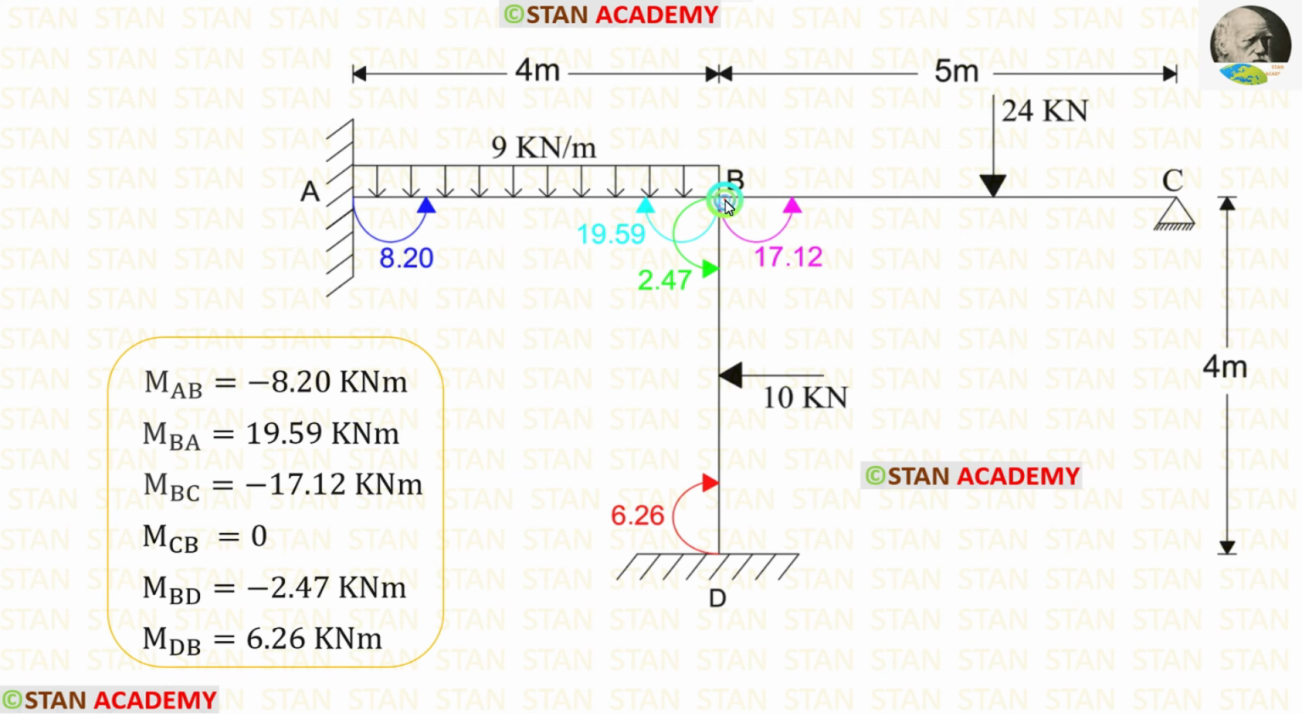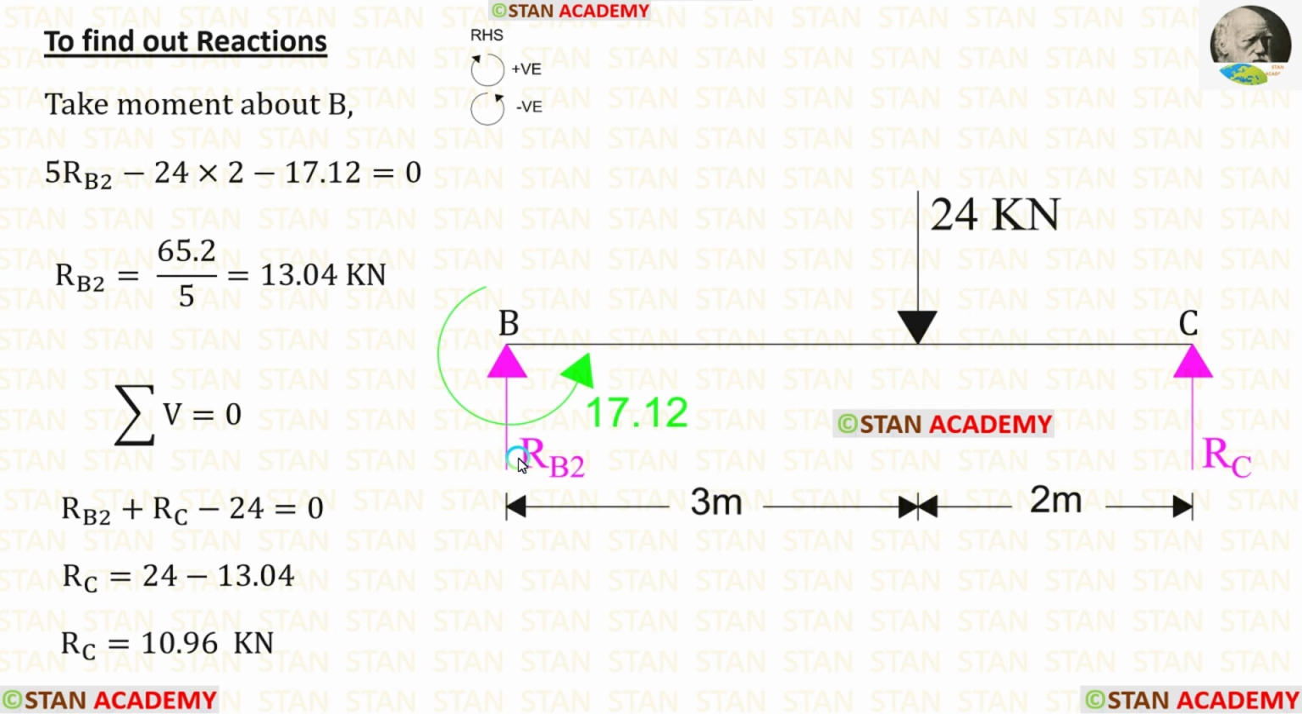Now let us take the span BC and find out the reactions. In the span BC, there is only one moment, that is MBC, which is acting in the anti-clockwise direction. In this span, first I am going to find out RB2. For that, I am going to take moment about C. RB2 is acting towards the point C in the clockwise direction, so it will be positive and the distance is 5 meter, so 5 RB2.